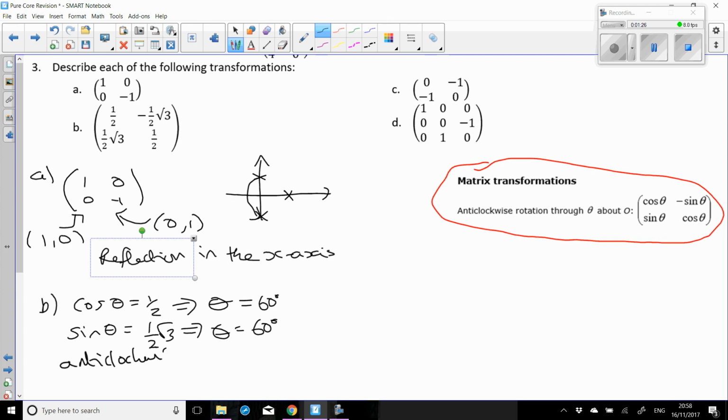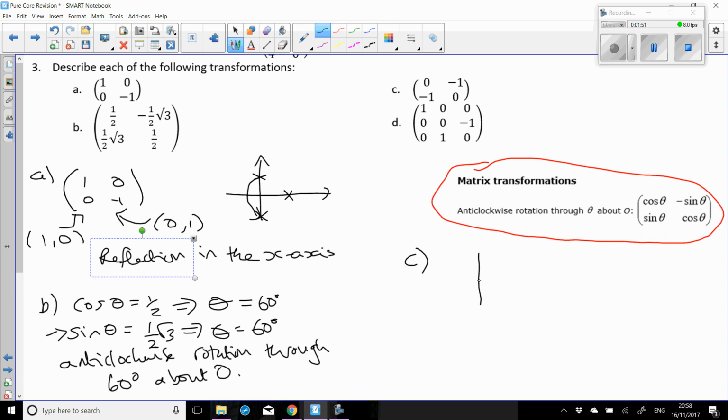So that means it is an anti-clockwise rotation through 60 degrees about the origin. You do need to check the sign, not just use inverse cos, to make sure you get an angle that fits both values.